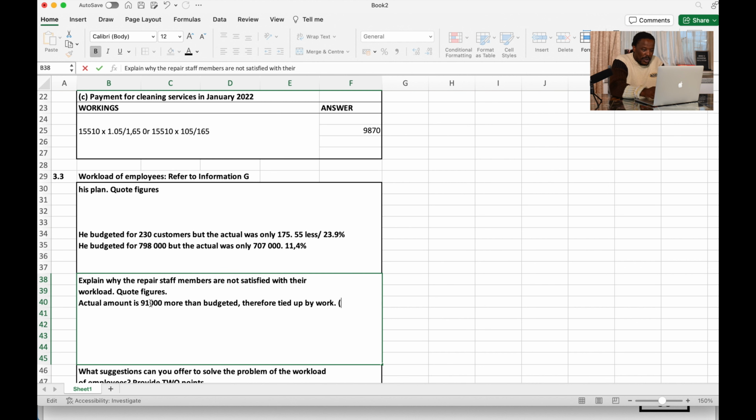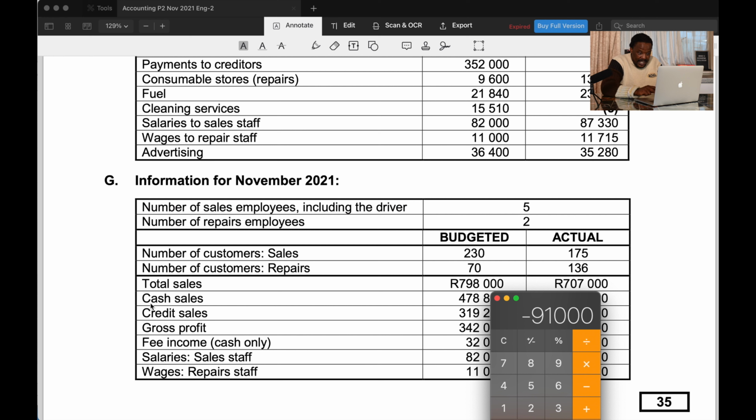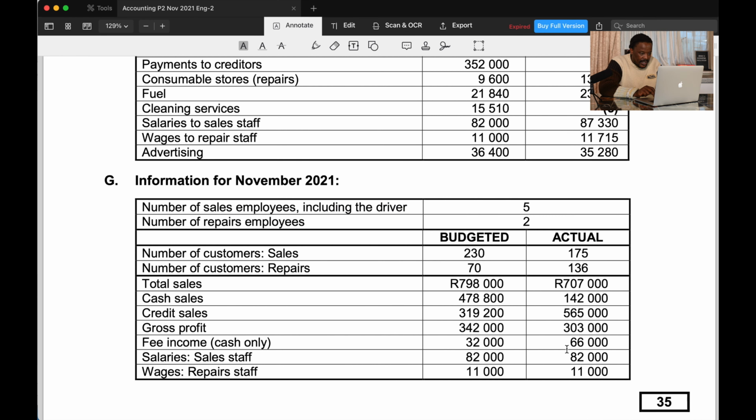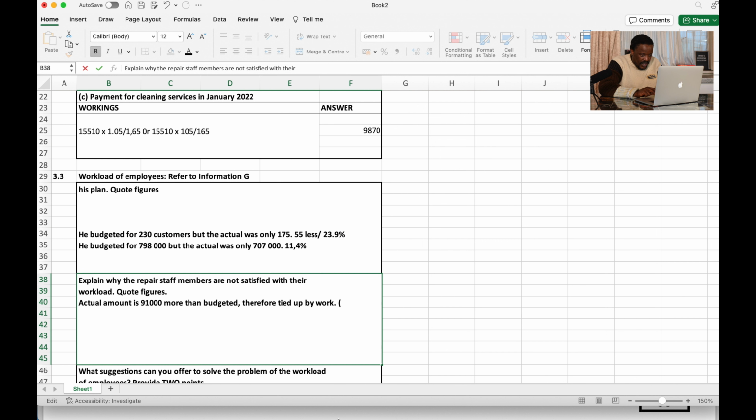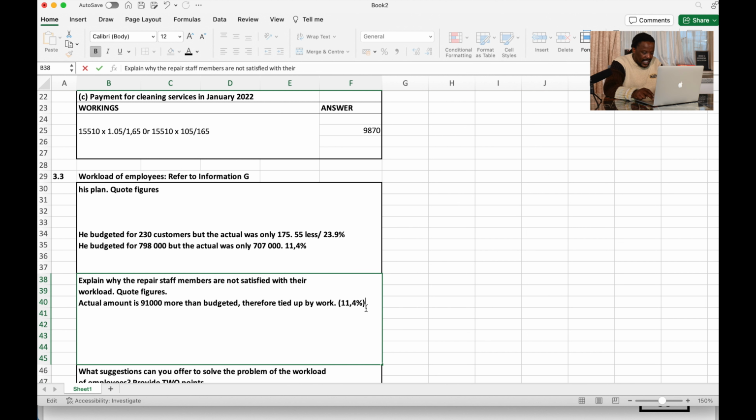You can also mention the percentage: the percentage of this is divided by what was budgeted for, 798,000, which is 11.4%. Another reason when you check this, because there are plenty of reasons that you can give, but 2 will be sufficient, or 3 if you like.